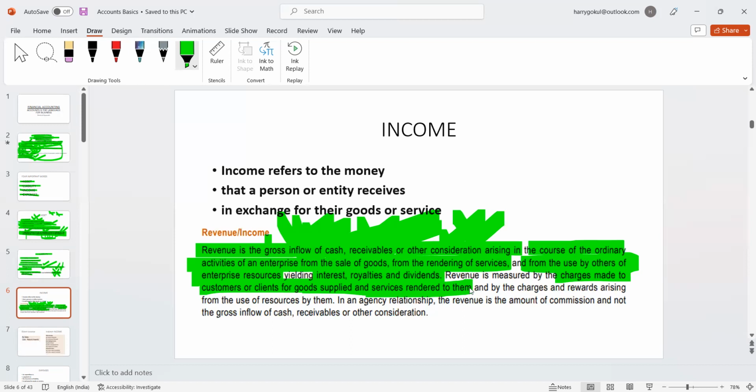Sometimes you can't say that I haven't received anything, but I've charged. I'm charging the customer for some sort of services I'm rendering. I'm charging like 10 lakh rupees or 1 lakh rupees. It's also known as revenue to my business for the product or for the service. And charges and rewards arising from use of the resources by them also come under the classification of revenue. The amount they paid, or they may have received some sort of rewards while using the resources by them.